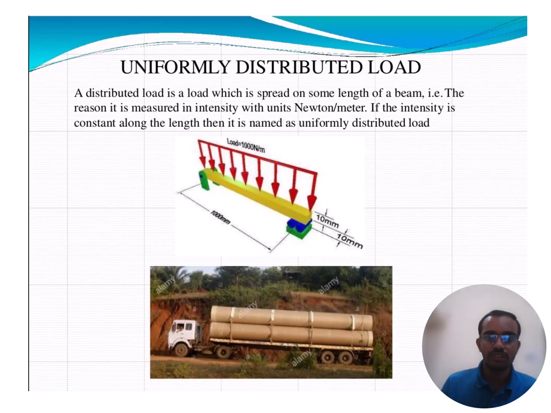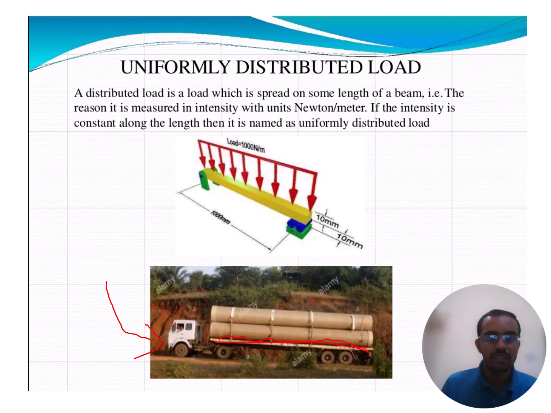Next is uniformly distributed load. First we go from this example. See a long pipe, the load is transferred to this plate of the track. From each and every point the load is transferred to here. It won't act at a point. This UDL load, uniformly distributed load, acts throughout the length of the element. Then it is named uniformly distributed load.